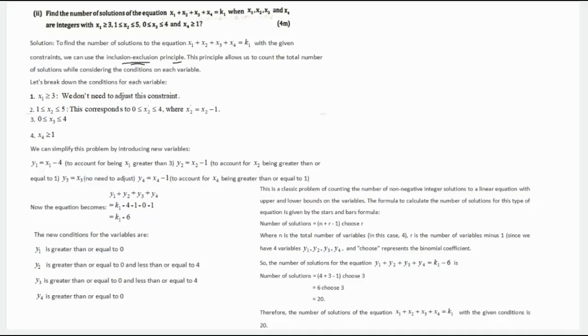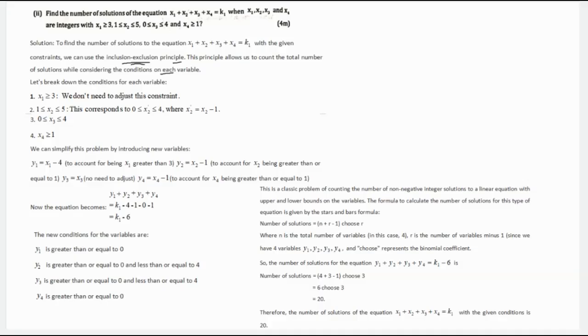This principle allows us to count the total number of solutions while considering the conditions on each variable. So we will break the given condition. The first condition is x1 greater than or equal to 3, x2 greater than or equal to 1 and less than or equal to 5, x3 greater than or equal to 0 and less than or equal to 4, x4 greater than or equal to 1.